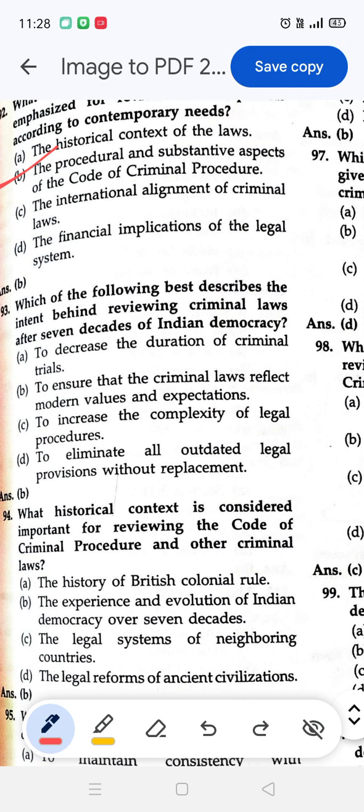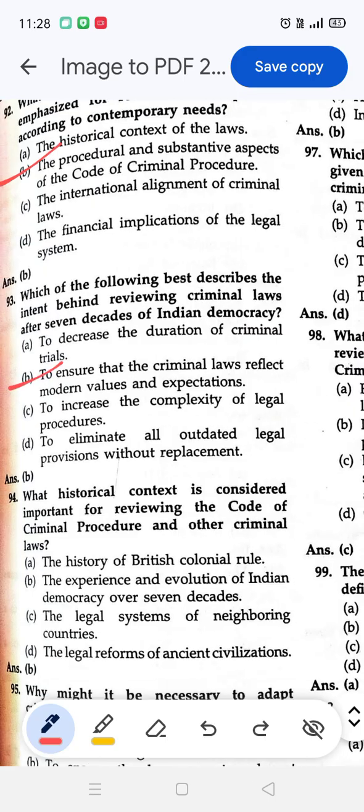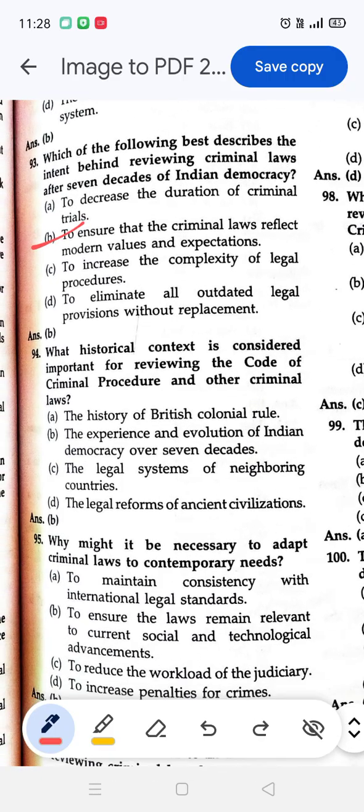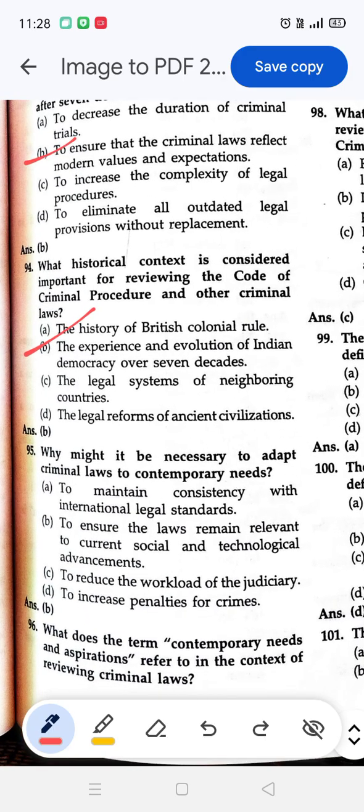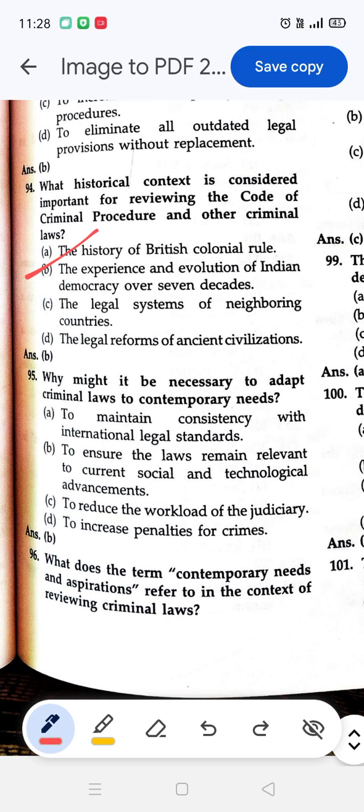Question number 93. Which of the following best describes the intent behind reviewing criminal laws after 7 decades of Indian democracy? So option B is correct. To ensure the criminal laws reflect modern values and expectations. Question number 94. What historical context is considered important for reviewing the Code of Criminal Procedure and other criminal laws? So option B is correct. The experience and evolution of Indian democracy over 7 decades.